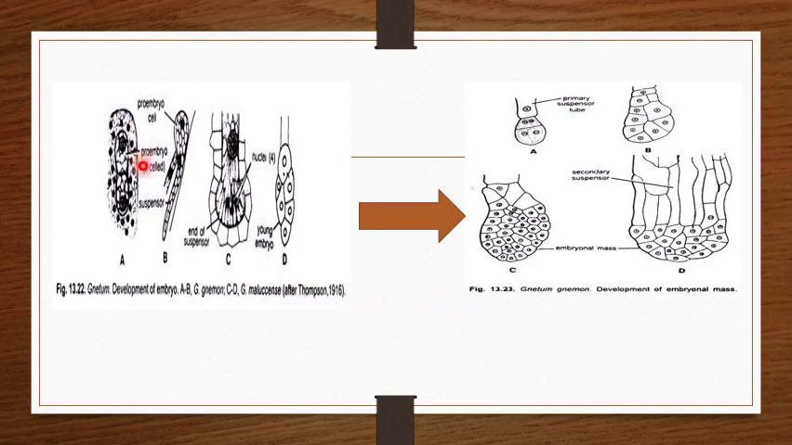According to Thompson in 1916, a two-celled proembryo is formed. From each of these two cells develops a tube called a suspensor. Now the nucleus divides and one of the two nuclei undergoes free nuclear division, forming four nuclei. The embryo gets organized by these four nuclei, and there is no division in the other large nucleus.